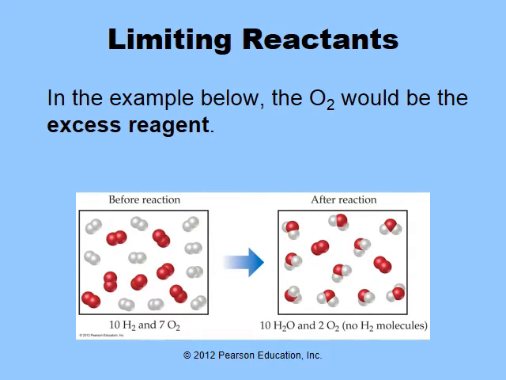Now we also learned here that the oxygen was the excess reagent. And that's the typical type of chemical reaction where one of the reactants will be completely used up in the reaction, and the one that is completely used up is going to determine how much product one can get.